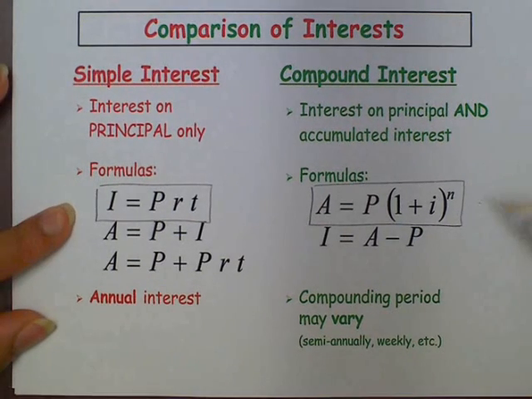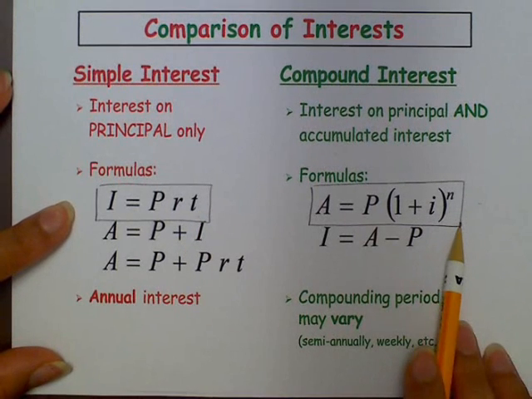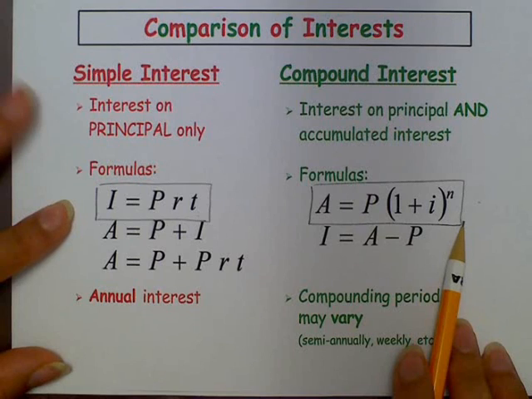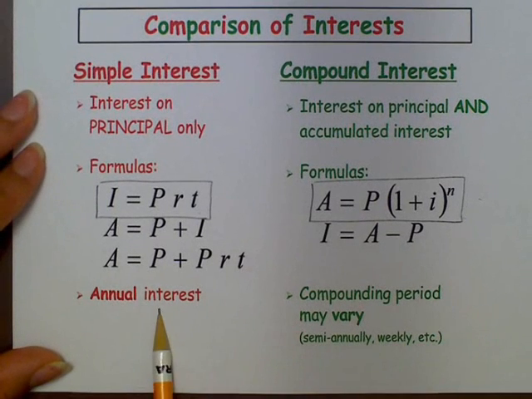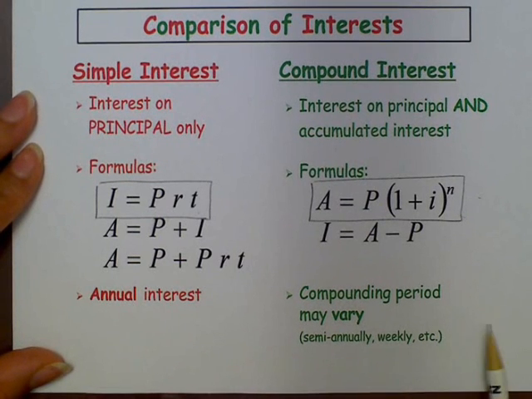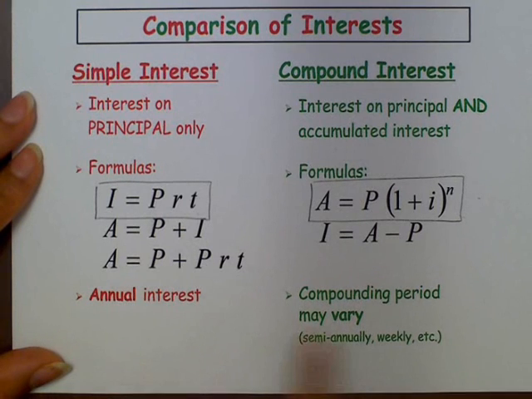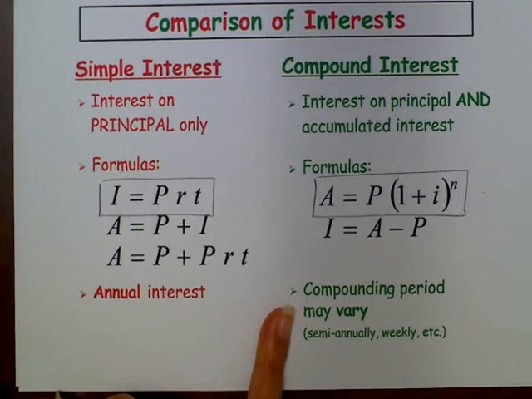You have a linear relation in simple interest. You have an exponential relation in compound interest. In simple interest, you can only earn interest on an annual basis, whereas in compound interest, the compounding periods may vary. You can earn interest semi-annually, weekly, twice a year, 3 times a year, 4 times a year, however many times a year you want. Compound interest can adapt to how frequently you earn your interest.